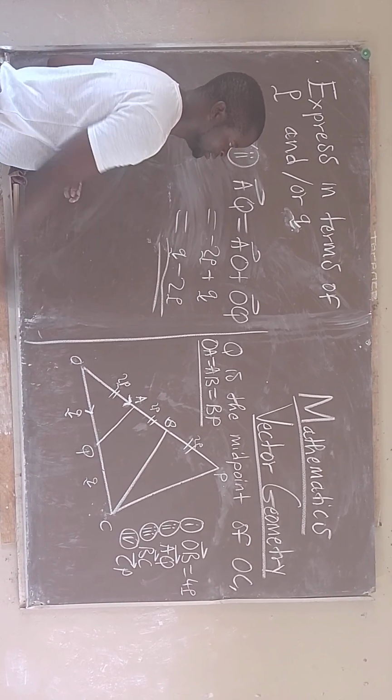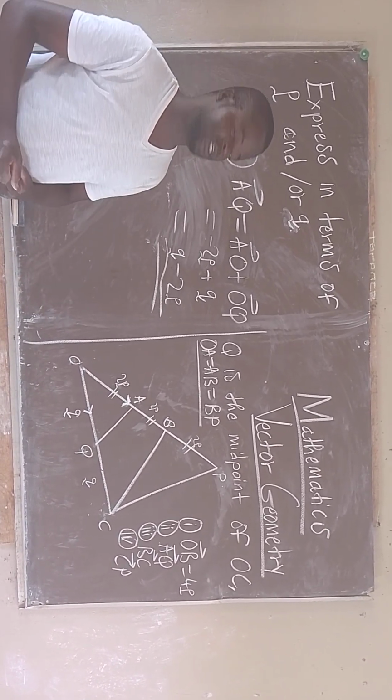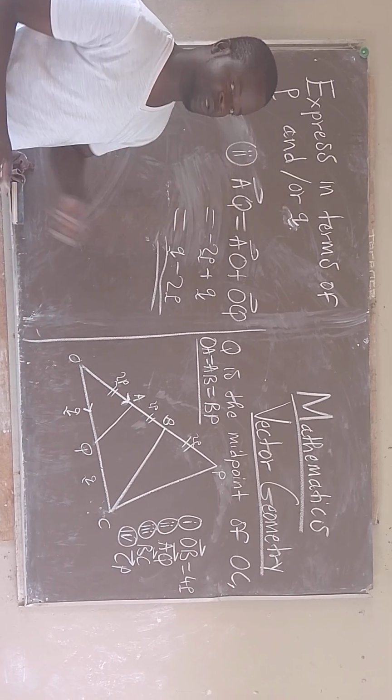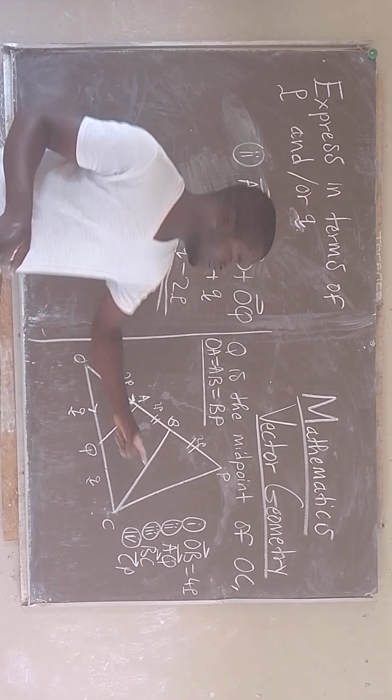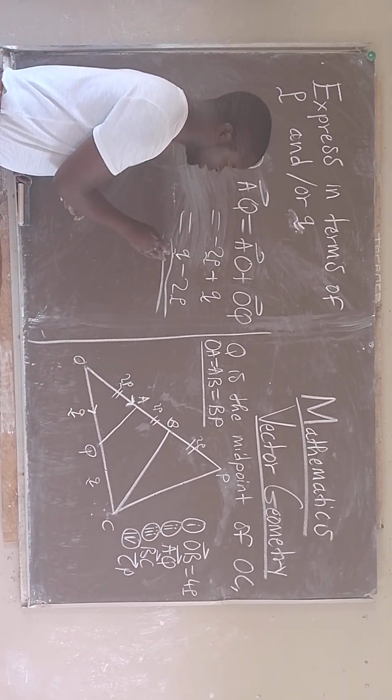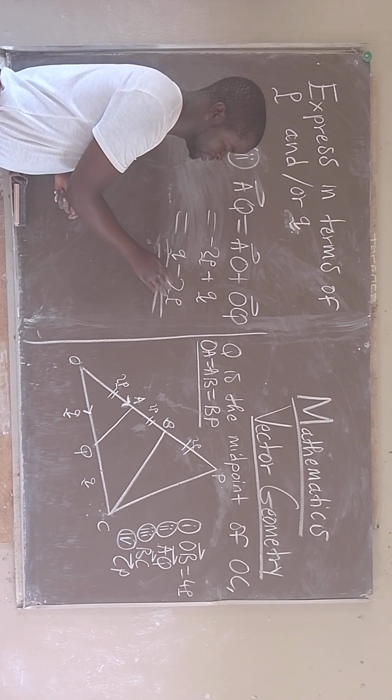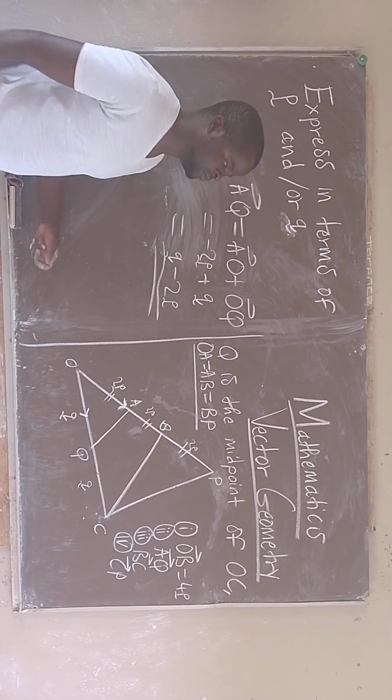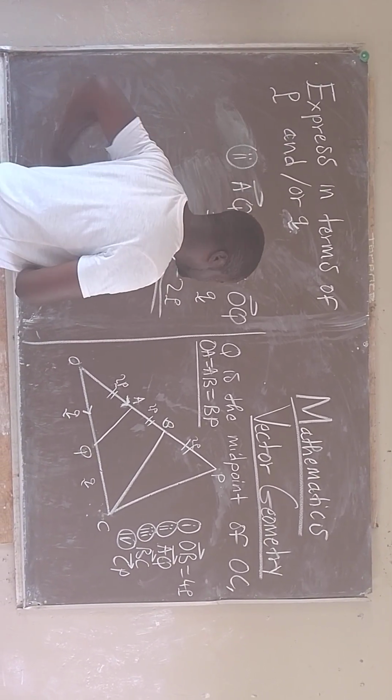Just by doing it in this way, we have the expression for vector AQ, moving from A going to Q. So we have the expression for vector AQ, which is Q minus 2P. Very simple.